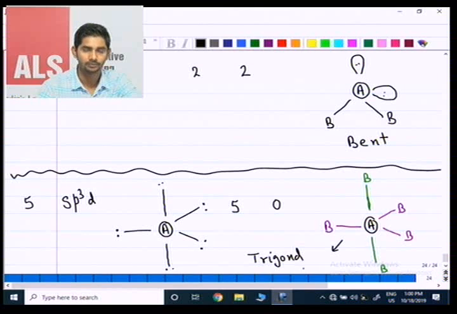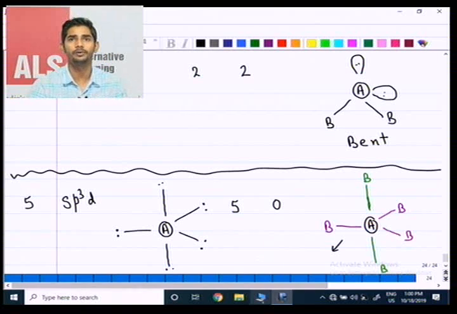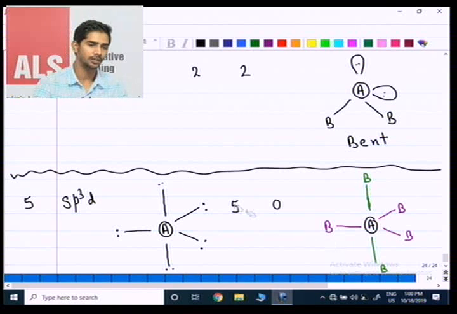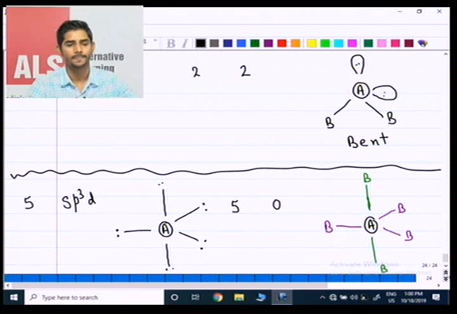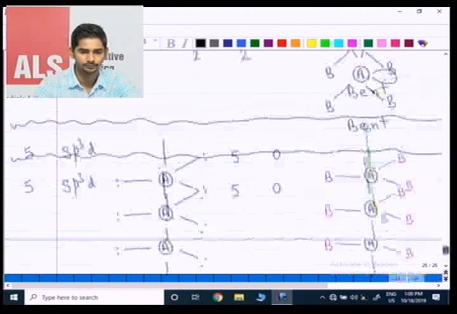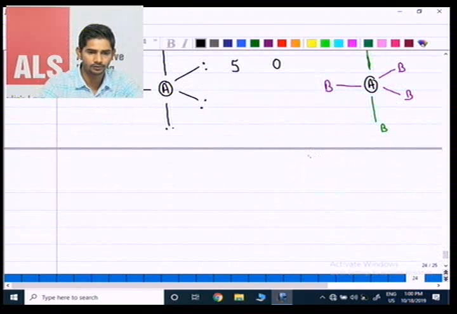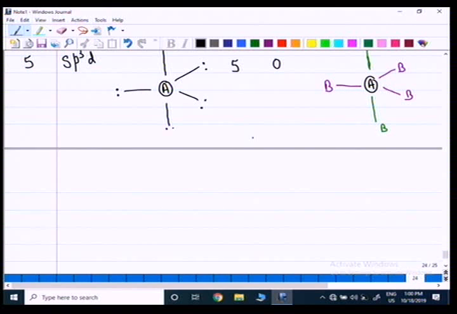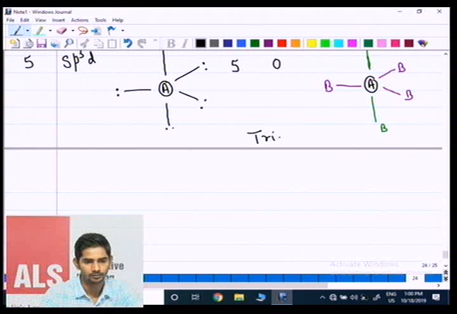Trigonal, is it visible to you? I'll write it on the next page. Please copy it once. Copy it. I'll write the name of the shape on the next page. Okay. This was your trigonal bipyramidal.